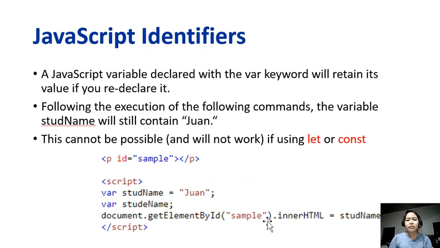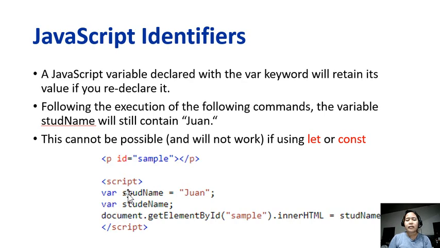Now, let's move on to JavaScript identifiers. A JavaScript variable declared with a var keyword will retain its value if you redeclare it. So following the execution of the following commands, the variable stood name will still contain who1. As you can see here, when you declare a variable using var with exactly the same variable name, that's actually allowed if you're using var to declare and redeclare it.